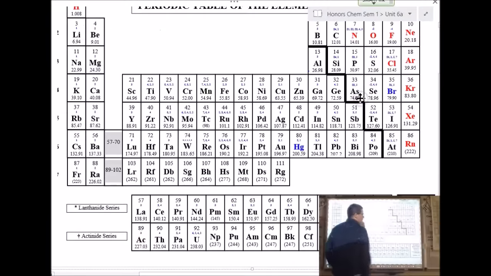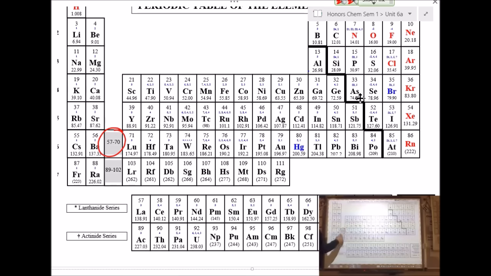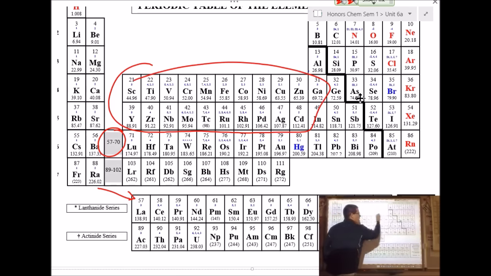All right, so the question was, why does it only apply to those 2 rows? Once we get to this row here, what are we introducing? The f orbitals. Okay. So we're not going to move electrons from the f orbitals into the d. So that's why these 2 only apply, because we don't have any f orbitals.